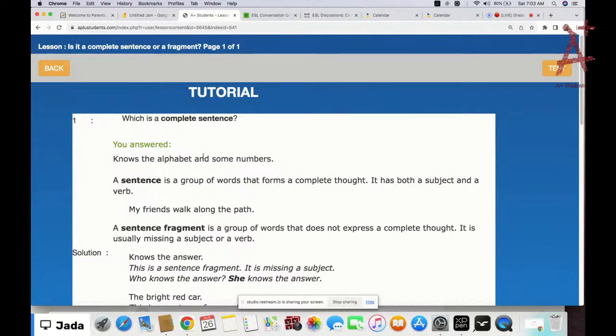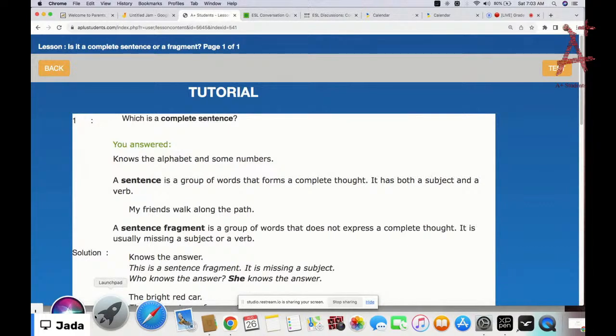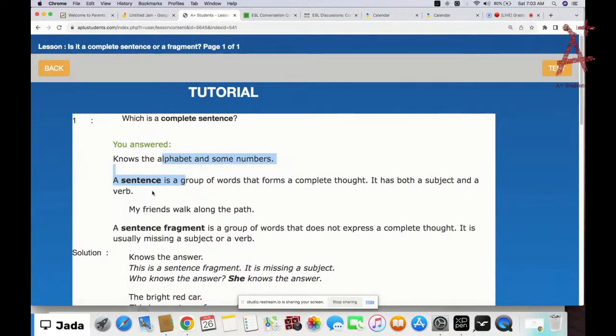A sentence is a group of words that forms a complete thought. It has both a subject and a verb. So a complete sentence is a group of words that forms a complete thought. It has both a subject and a verb.